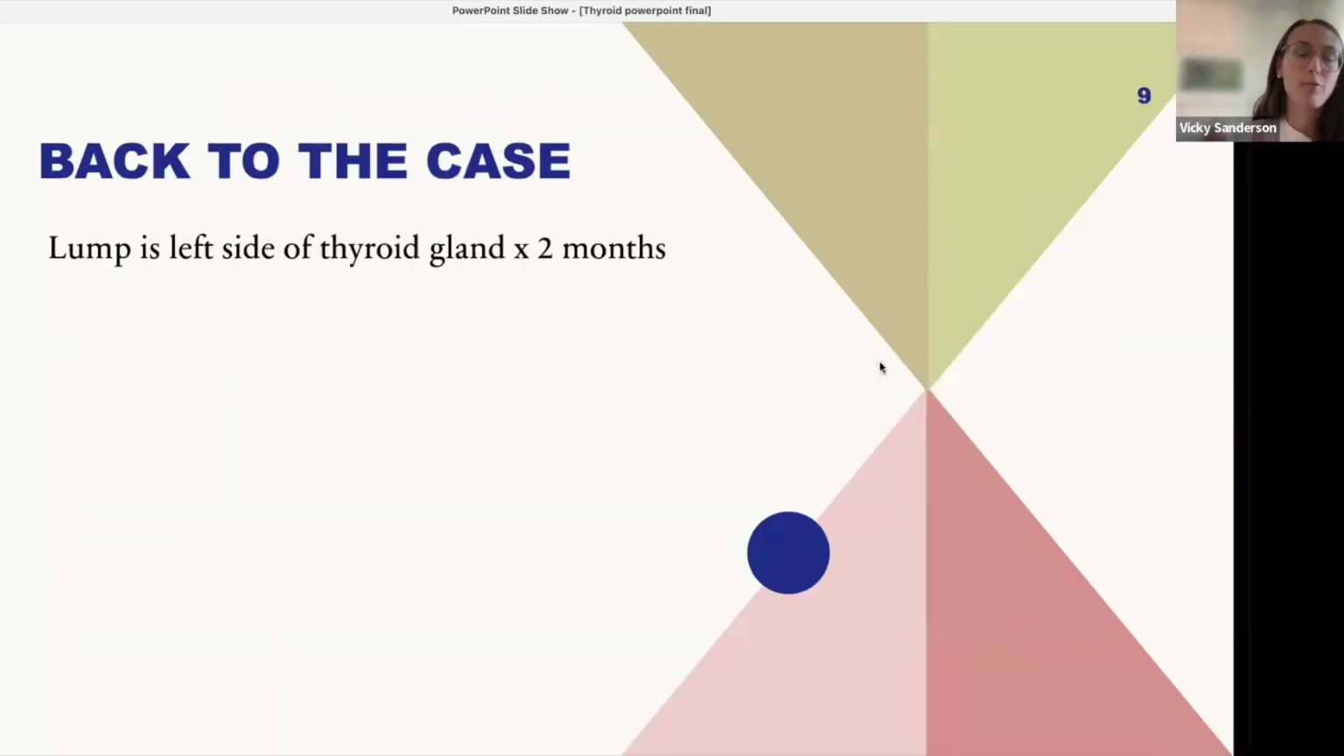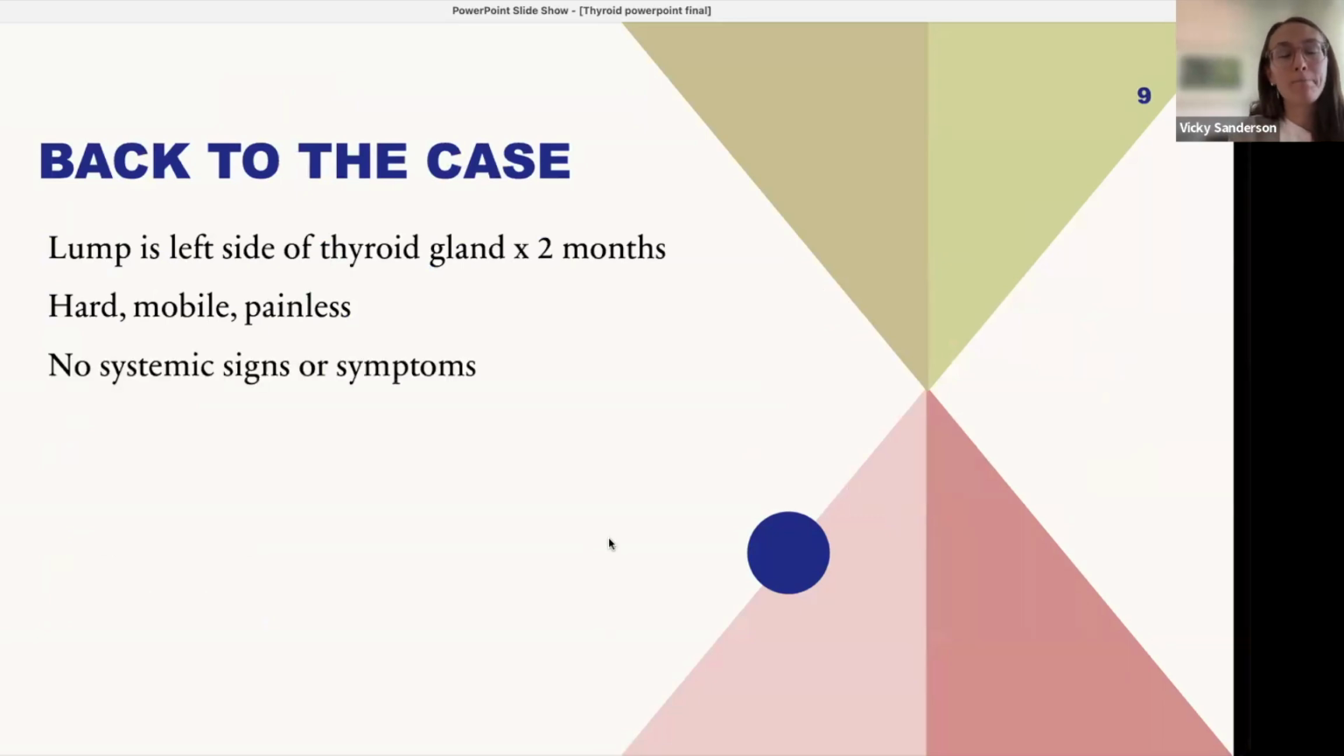So back to our case, our 50-year-old female with a left-sided thyroid lump. It's been there for a couple of months. So as we know, thyroid gland pathology usually presents fairly chronically. It's hard, we can move it a little bit, and it is painless. She has no systemic signs or symptoms, no risk factors. She's feeling well otherwise.